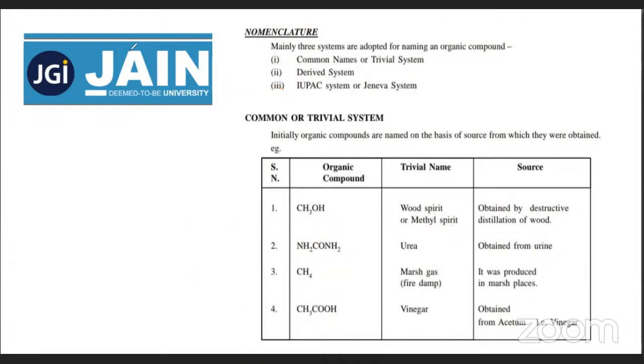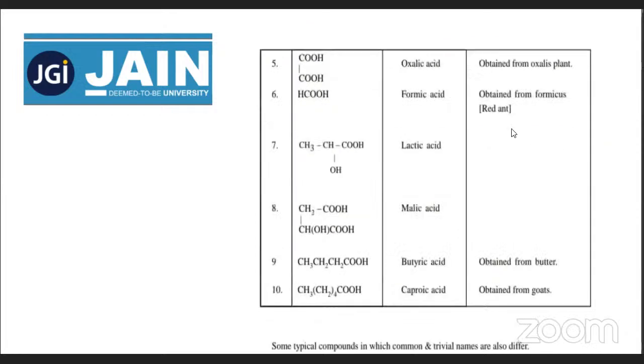This is all commonly used material which can be asked in your exam, so I have just tabulated it. Further moving on to trivial names, we have COOH-COOH, which is known as oxalic acid, and HCOOH, which is known as formic acid, obtained from Formicus, the red ant. Red ant name is Formicus. This is their scientific name.